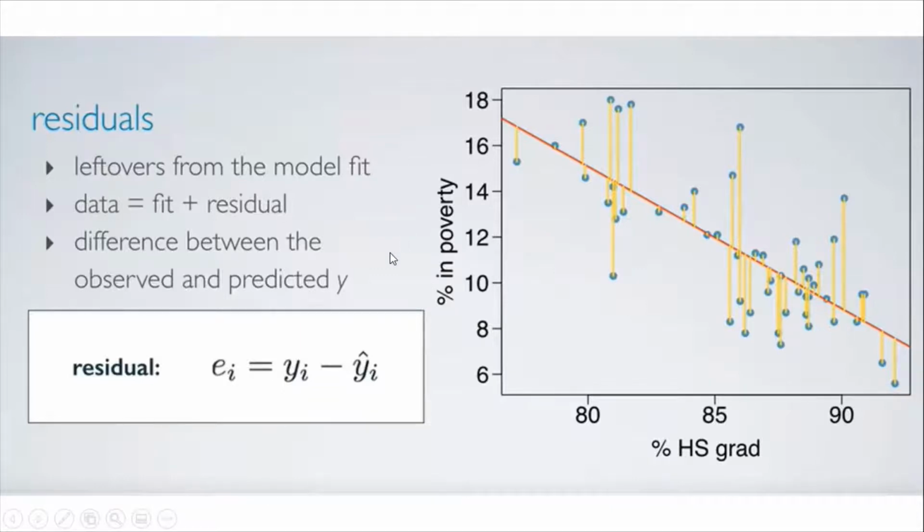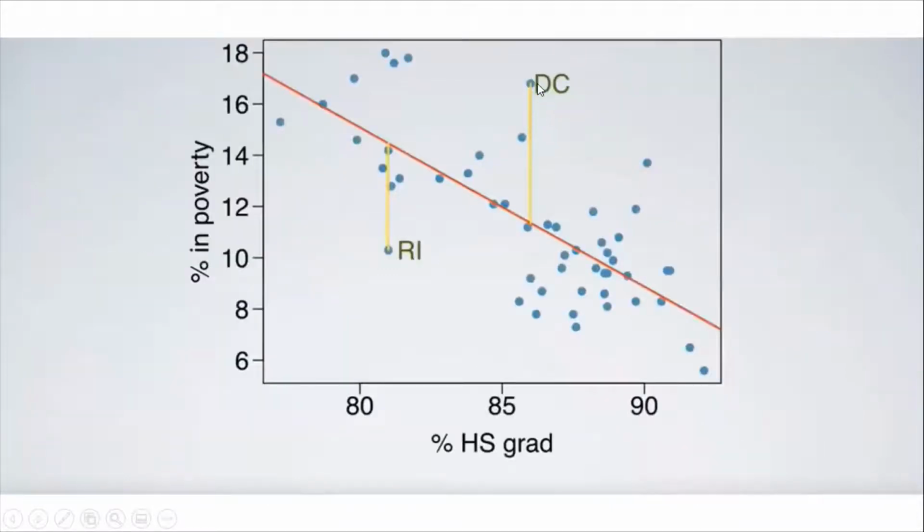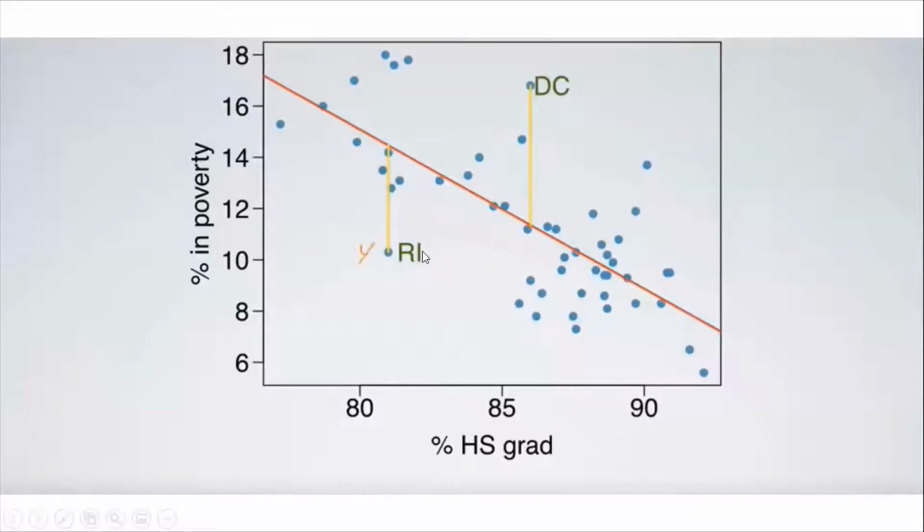Okay, so basically this is the name of the states in United States. DC is Washington DC, and RI is Rhode Island. So as you can see, these are the two farthest points from the line. So we put our knowledge here.